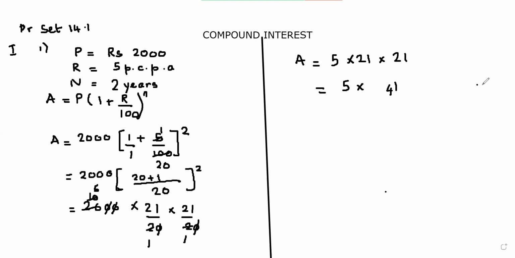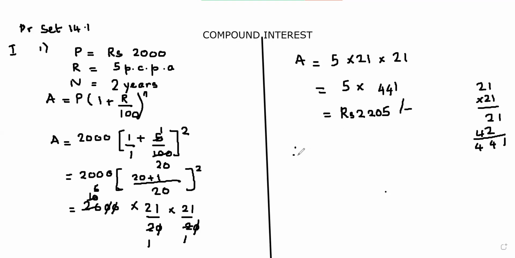So we'll do 21 into 21. I'll show you this method. What you do, you double the number. 2's double is 4 and 2 square is also 4. So you get 441. Now you multiply it by 5. 5 ones are 5. 5 fours are 20. 5 fours are 20 plus 2 is 22. So this is my amount, rupees 2205.